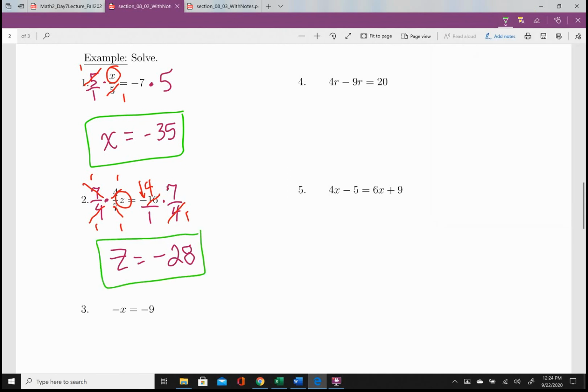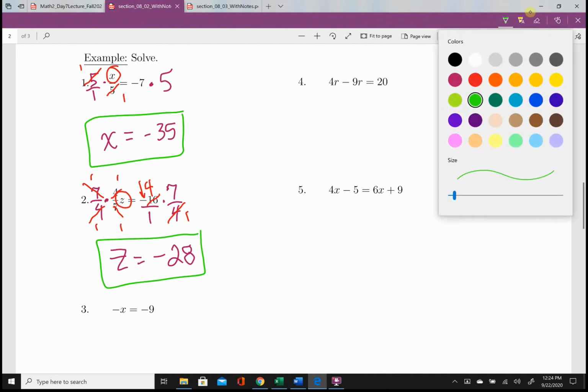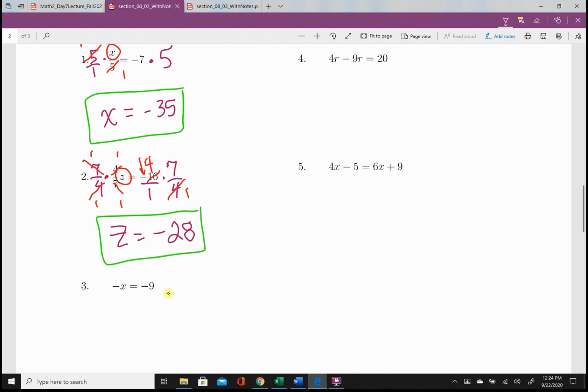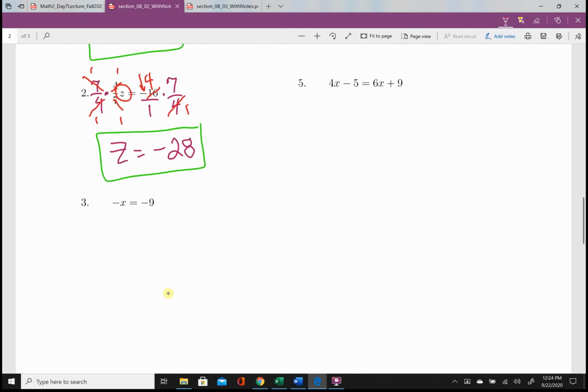This will be true also for number 3, and number 3 is quite tricky. It's actually one of those problems that's so easy it's hard. You may be thinking to yourself, well, this one's pretty much solved, right? Like x is already by itself. Not so fast. It has technically a -1 factor in front of it. So you want to get rid of that -1 factor, and how will you do it?